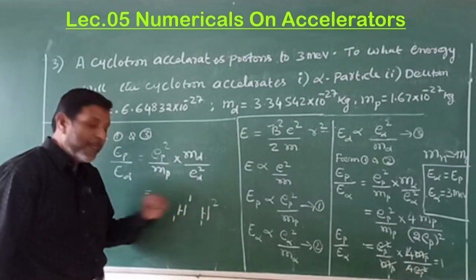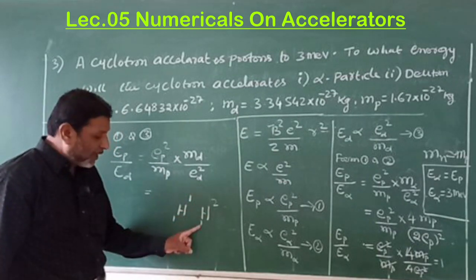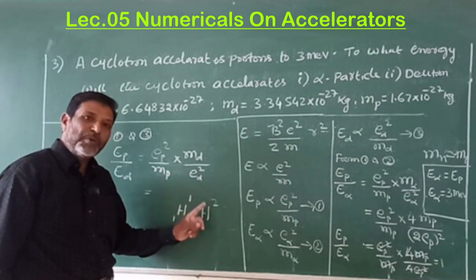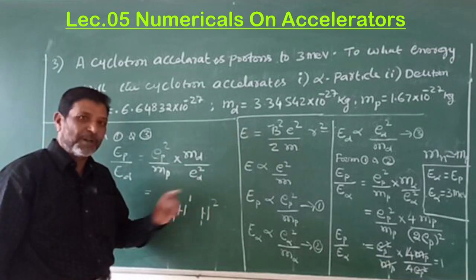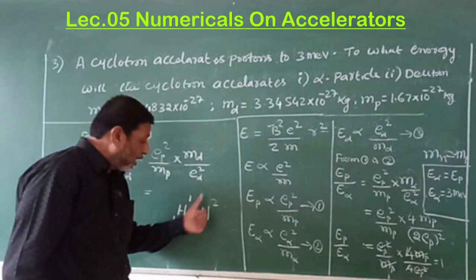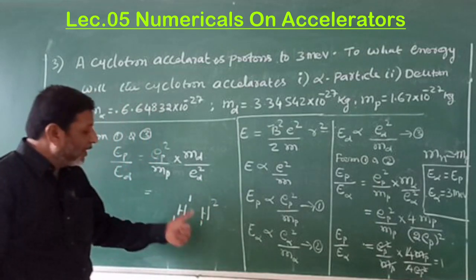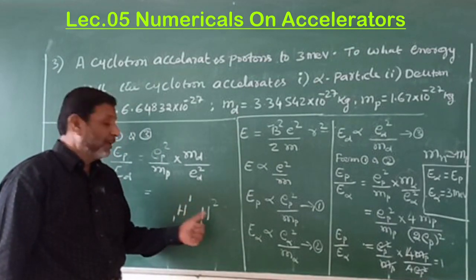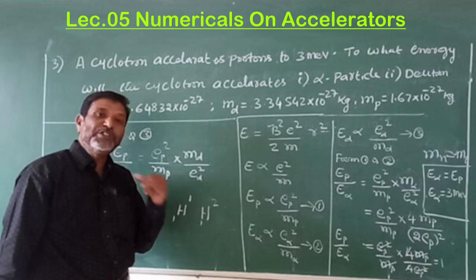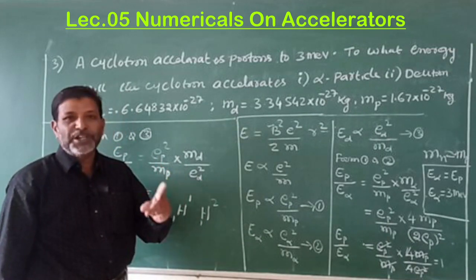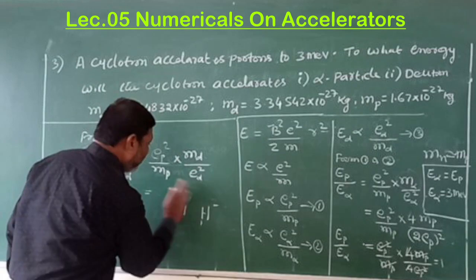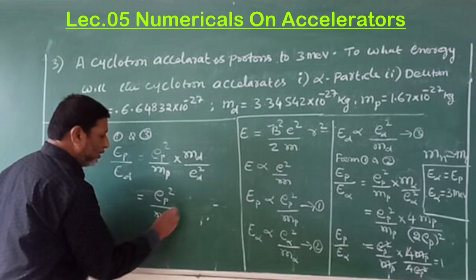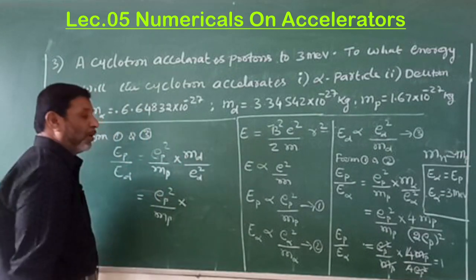Deuteron means atomic number 1, which means one proton is there, and mass number 2, which means one proton and one neutron. Therefore, the charge of the deuteron is the same as the charge of the proton, because even in the deuteron there is one proton, but the mass number of the deuteron is 2, so it has one proton plus one neutron. Therefore, we can write this as EP square divided by MP. Then the mass of the deuteron is equal to what?